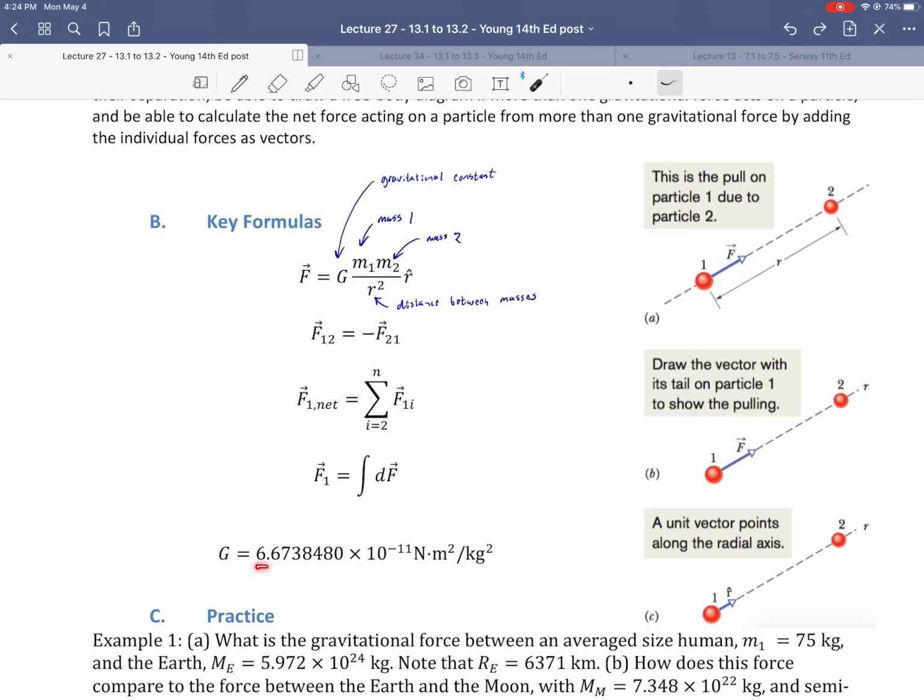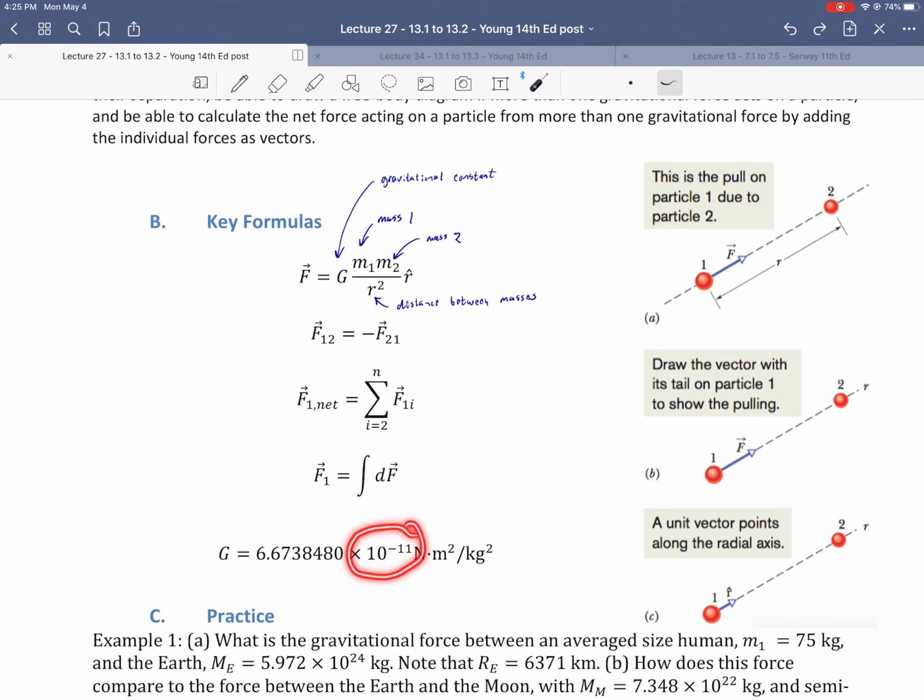G is equal to 6.67. This is the way I will always be writing it, times 10 to the negative 11, with units of Newton meters squared over kilograms squared. I always think of it as force times square distance over square mass. And of course, you can easily see where those units come from by just thinking about the fact that these two sides have to be equal to each other in units. Okay? The two sides of the universal law of gravitation.